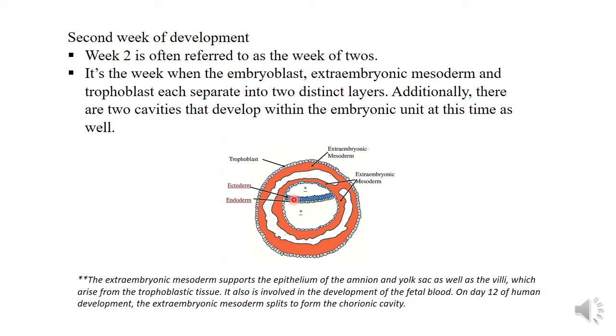Here is the embryoblast giving two layers. This is the amniotic cavity, and this is the yolk cavity, so we have two cavities. And the trophoblast here, this blue color, is divided into cytotrophoblast and syncytiotrophoblast. And then lastly, the extraembryonic mesoderm. You can see this dark color, it participates in supporting the epithelium of the amnion and the yolk sac, and also it has a function in the development of the fetal blood.